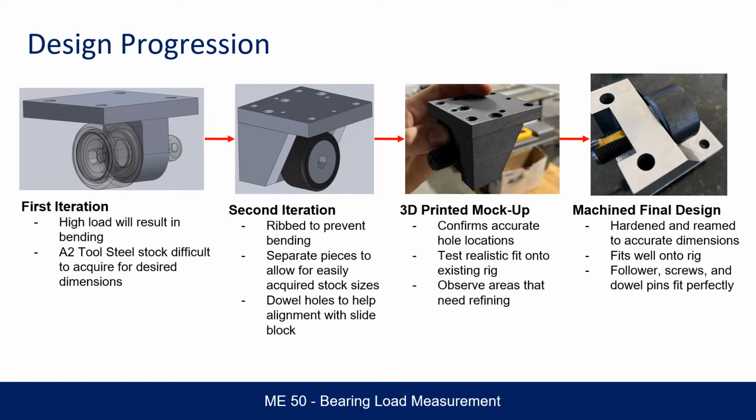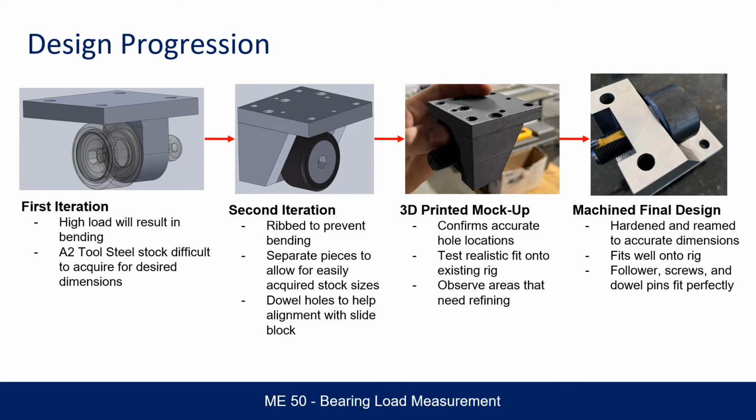One of the most important parts of our rig design was the creation of a cam follower housing which could be used to support loads over 1,000 pounds applied to our roller bearing. On the left here is our first iteration, which had a high load which resulted in a lot of bending. From here we switched to our second iteration, which was a rib design to help prevent bending, and also came in separate pieces to allow for easily acquired stock sizes. From here we created our 3D printed mock-up, which allowed for confirming accurate hole locations among other things, and we eventually landed on our machined final design, which was hardened and reamed to accurate dimensions, which fit well into our rig.